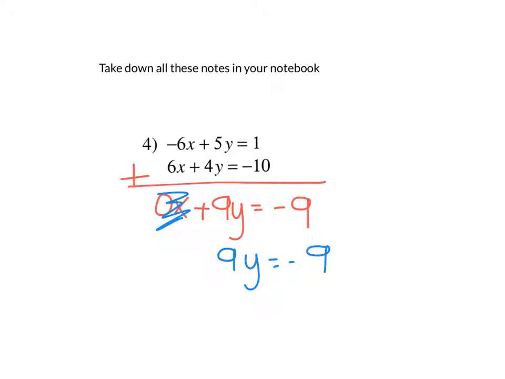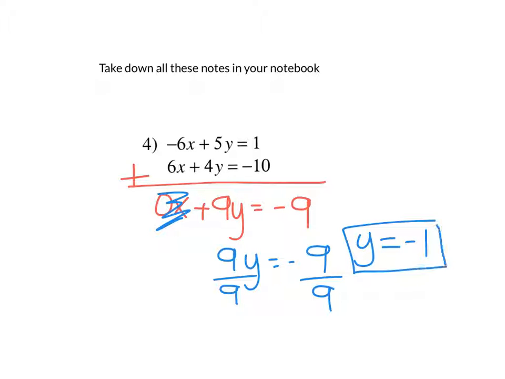Now at that point, you're going to divide 9. Negative 9 over positive 9 is going to equal negative 1. And that's part of your answer, negative 1. And now that's the easy part.